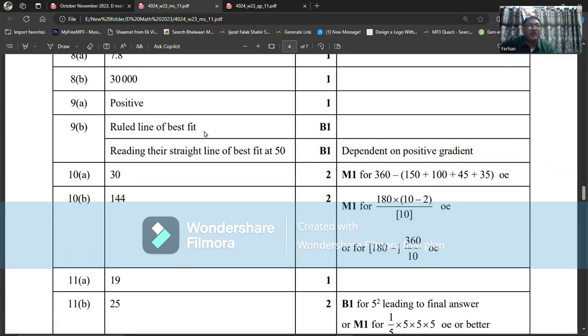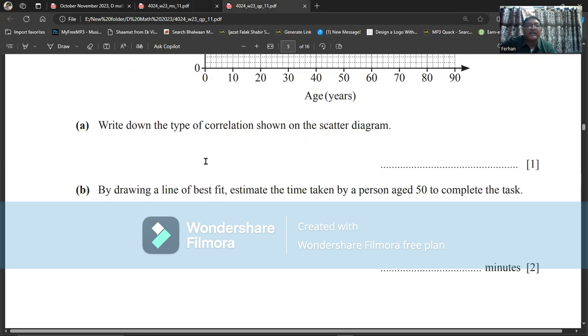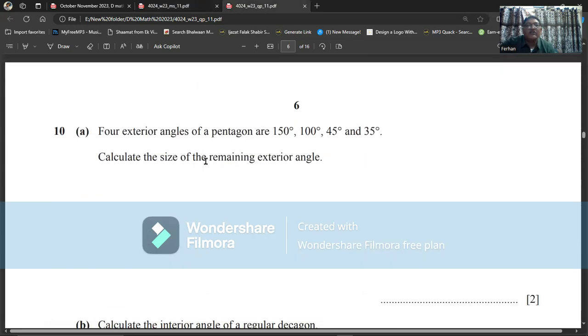Question number 9, positive rule lines of best fit, reading their straight line of best fit at the 50. I hope you understand this. Okay, we are going to the next question.